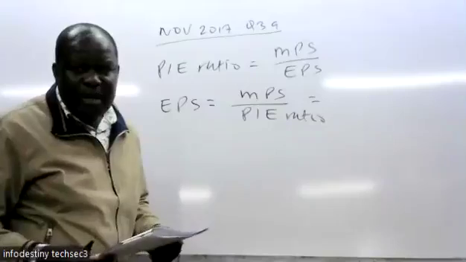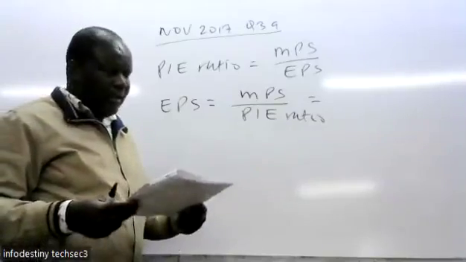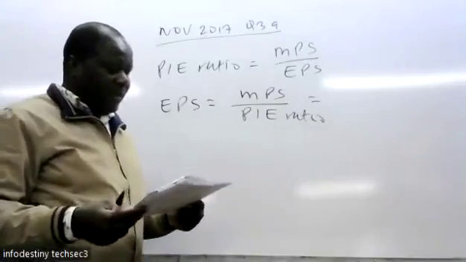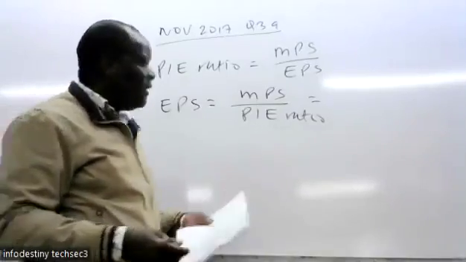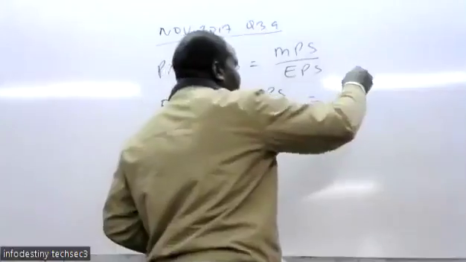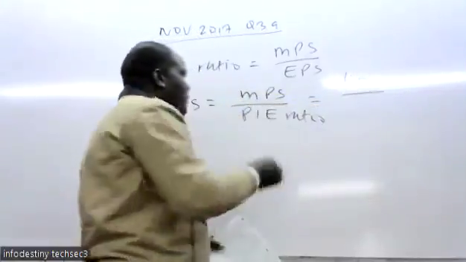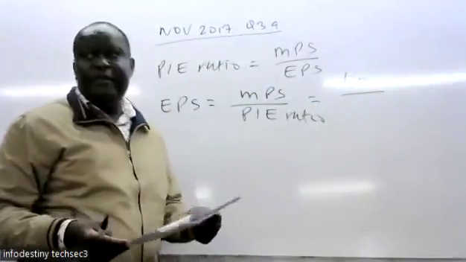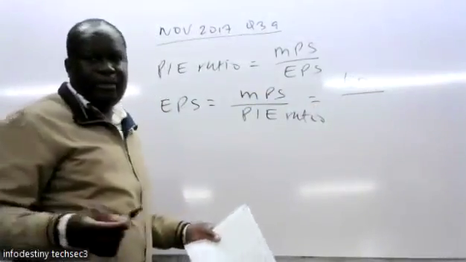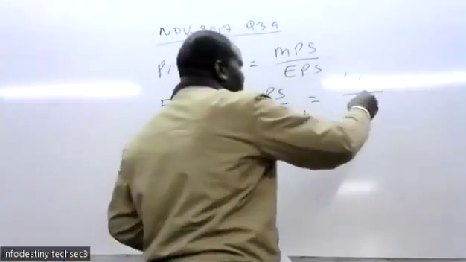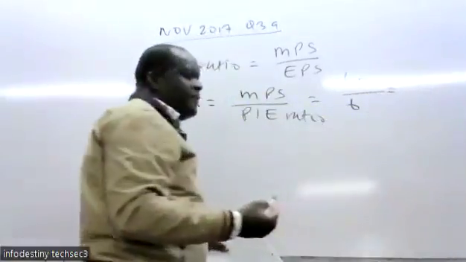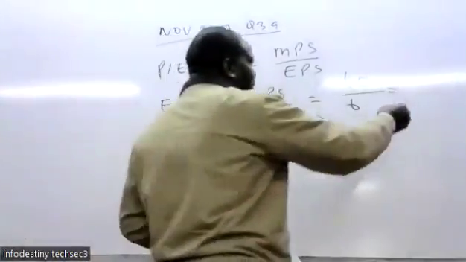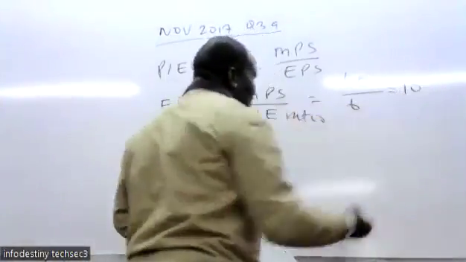So when it comes to that question, the market price per share was given as 60. Then the price earning ratio has been given as 6 times. So when you divide by 6, we should be able to get a figure of 10.